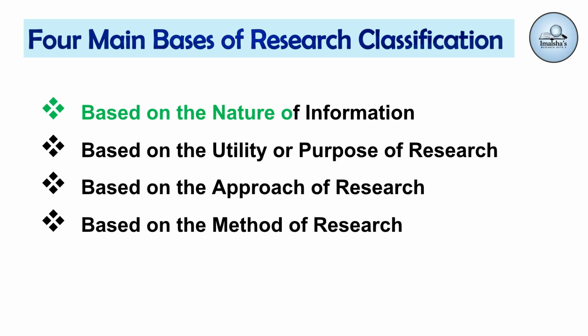Based on the nature of information, based on the utility or purpose of research, based on the approach of research, based on the method of research. This tells us how we actually conduct the study, whether we use philosophical thinking, historical records, surveys, experiments, or case studies. So, in today's lesson, we will go through each of these 4 one by one, and I'll explain them clearly with simple examples so you can easily understand the difference between each type.